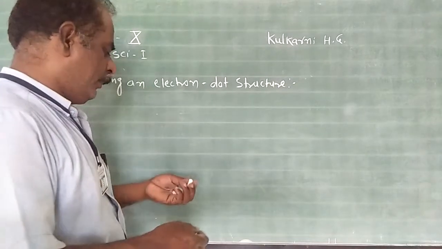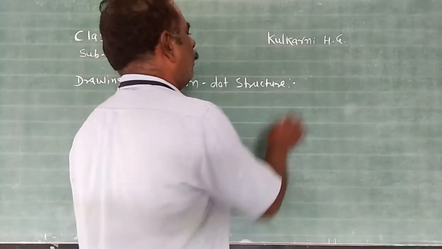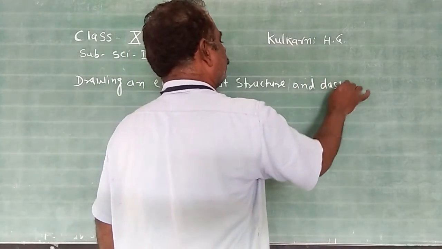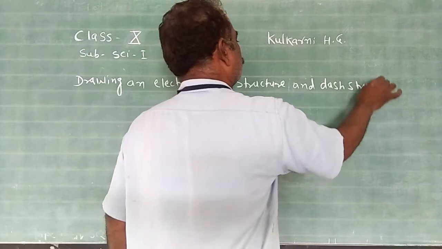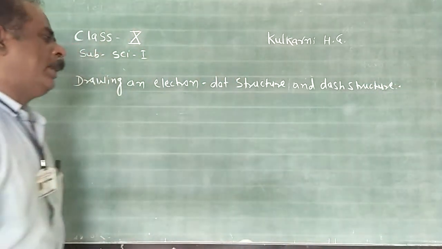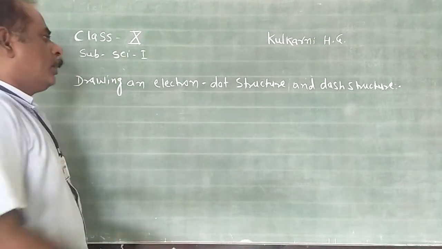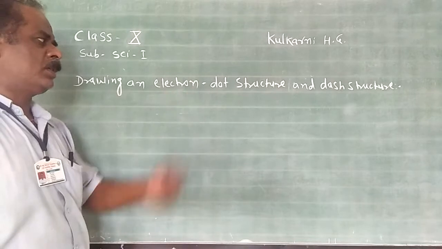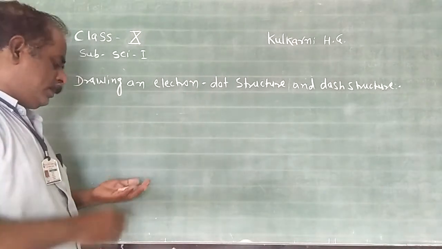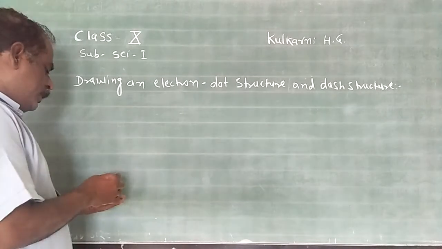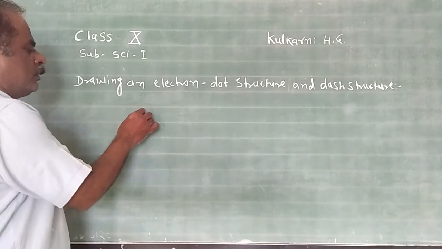Electron dot structure and dash structures. For example, the hydrogen molecule. In drawing the electron dot and dash structures, the first step is to write the symbol of the atoms.